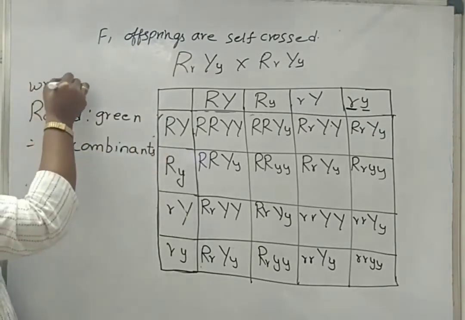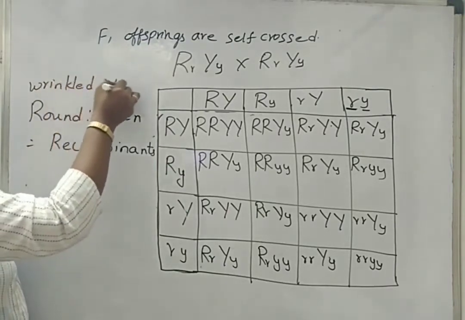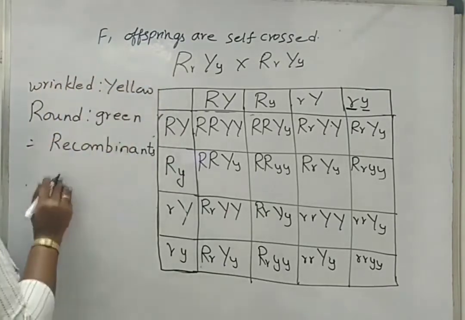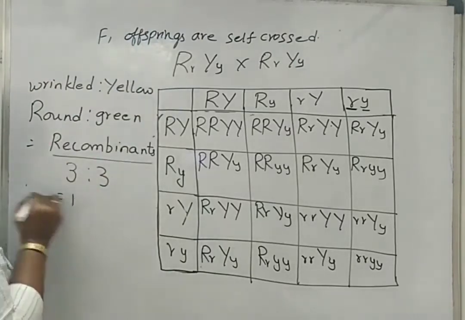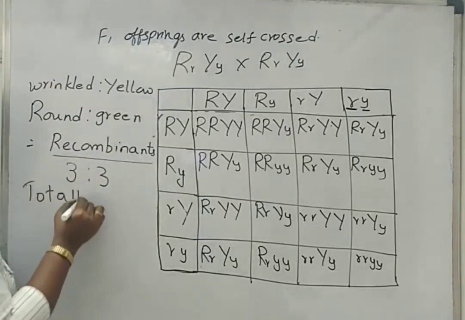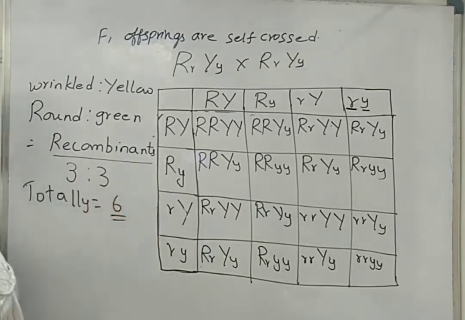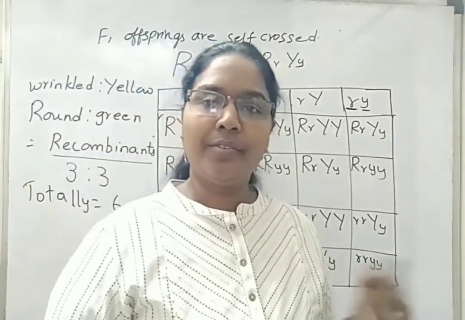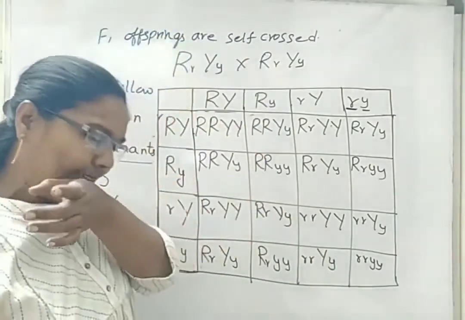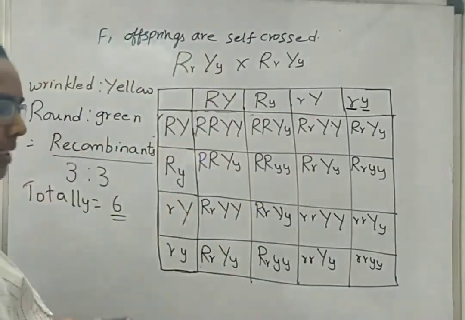Wrinkled shape with yellow color of the seed. These are also considered recombinants. How many are recombinants? 3 and 3, totally 6. Totally 6 offsprings out of the 16 are considered as the recombinants. Now, if a question was asked like, what are the percentages of different types according to the phenotype 9:3:3:1? That we will write here.